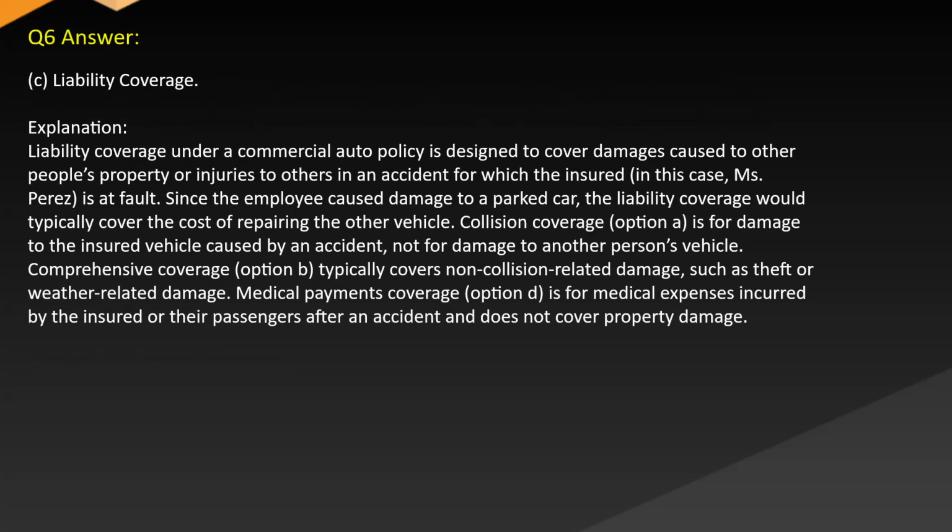Answer C. Liability coverage. Explanation: liability coverage under a commercial auto policy is designed to cover damages caused to other people's property or injuries to others in an accident for which the insured, in this case Ms. Perez, is at fault. Since the employee caused damage to a parked car, the liability coverage would typically cover the cost of repairing the other vehicle. Collision coverage, option A, is for damage to the insured vehicle caused by an accident, not for damage to another person's vehicle.